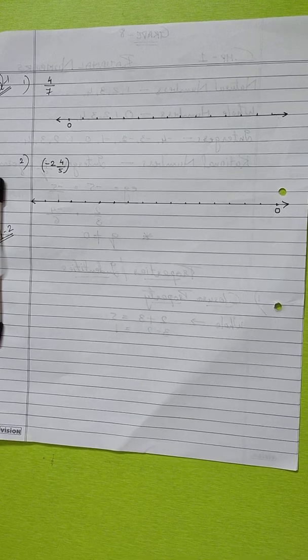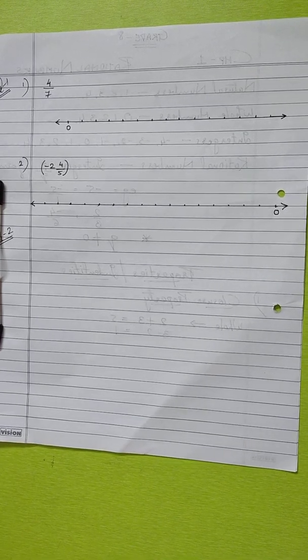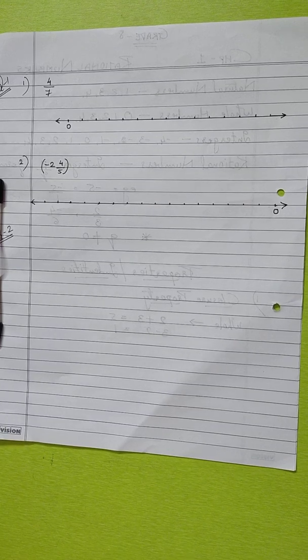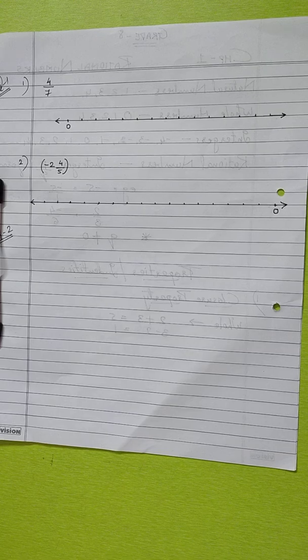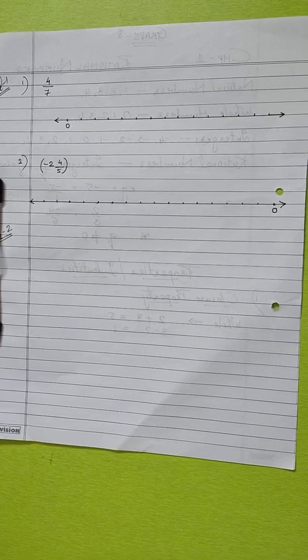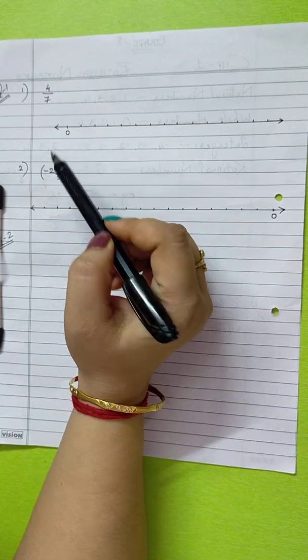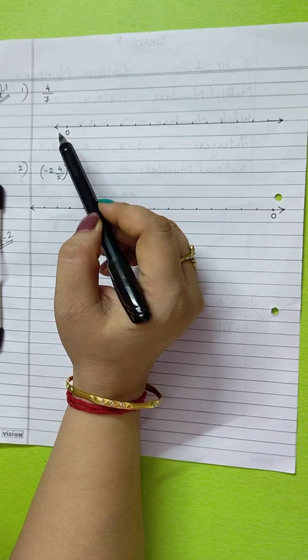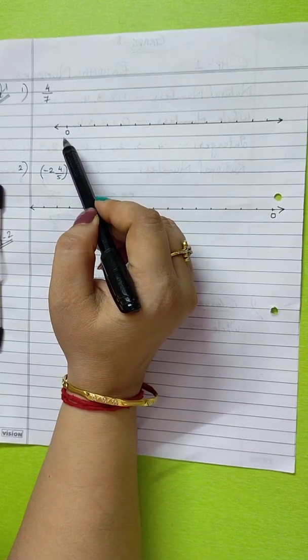Today we are going to represent rational numbers on a number line. So how will you draw a number line? I hope you all know it. But to represent a rational number on a number line, we have to start with whether the rational number is positive or negative. For representing a positive rational number, our 0 should be on the left side of the number line.